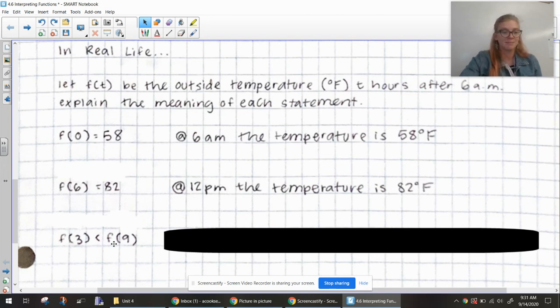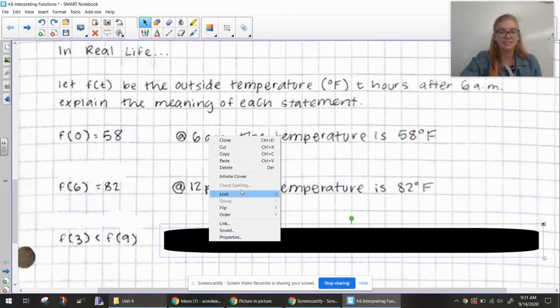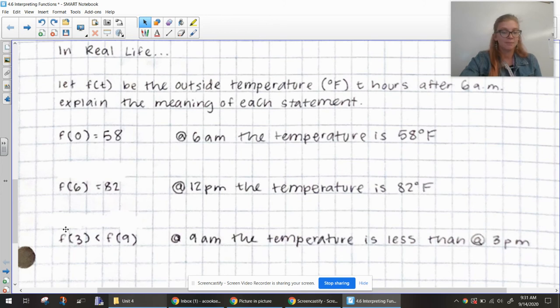Let's look at our last example. f of 3 is less than f of 9. Well, here we're not given any temperatures, but we are given 3 hours after 6 a.m. is less than 9 hours after 6 a.m. So we can actually state this as the temperature at 9 a.m. or 3 hours after 6 a.m. is less than the temperature at 3 p.m. or 9 hours after 6 a.m.